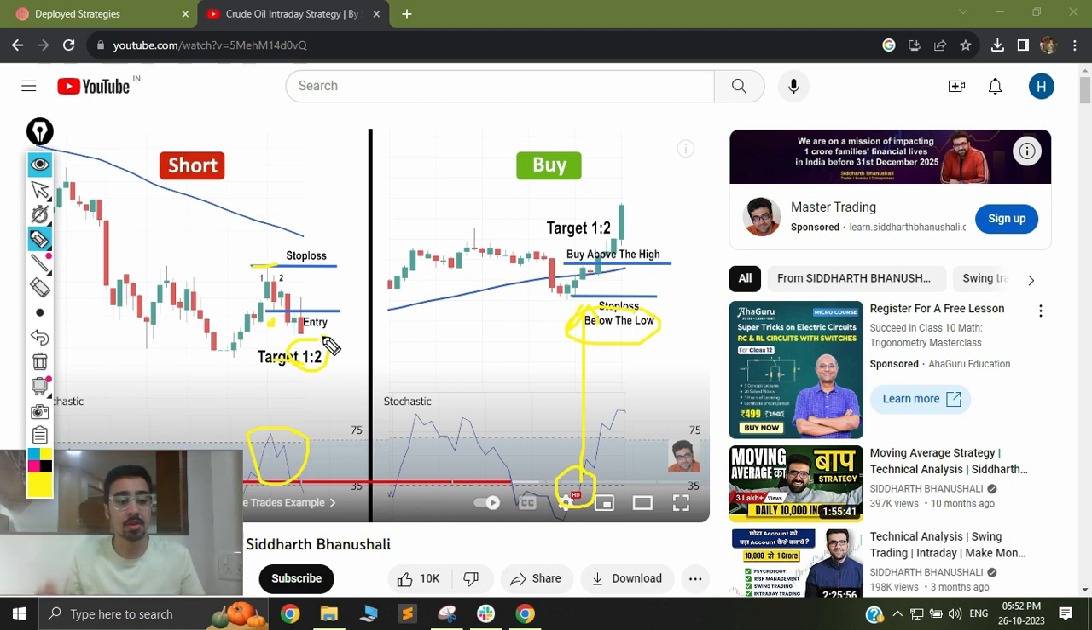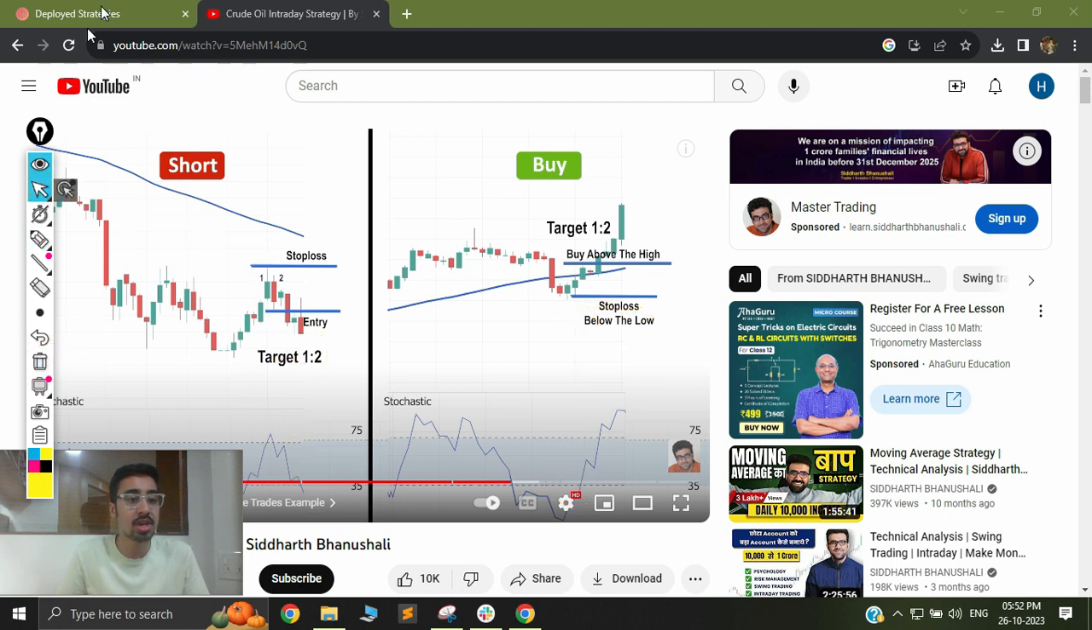So this is the setup that he has shown in his strategy for crude oil that can be used after 3:30 or from 9:15 up till 11:30 as an intraday strategy. So let's now see how we build the same strategy on Tradetron.